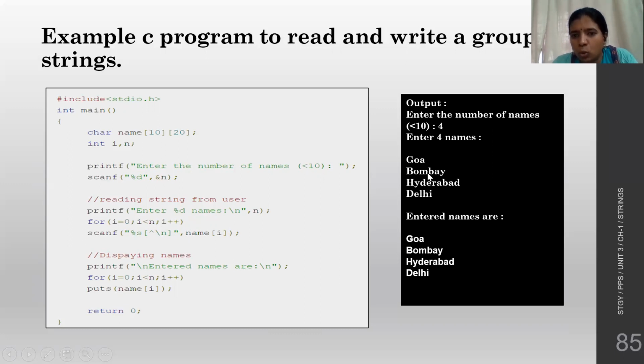Enter 4 names: Goa, Bombay, Hyderabad, Delhi. Entered names are Goa, Bombay, Hyderabad, and Delhi. This is what I get as my output.